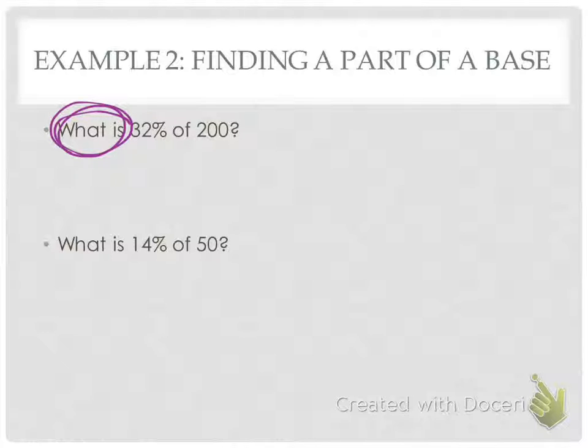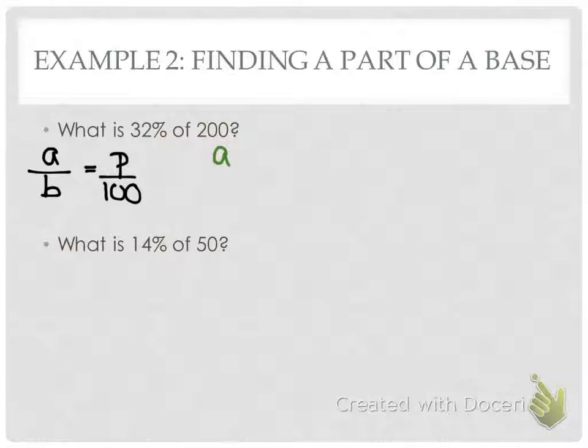I don't know my is. It says what is, okay? I know my of, and I know my P, my percentage. That's easy. That's a given because it has a percent sign. All right, so we go A over B equals P over 100 equals, I don't know A, over 200 equals 32 over 100. Do you see how we got that? All right. It says what is, so I don't know A. I plug in 200 for B and 32 for P.